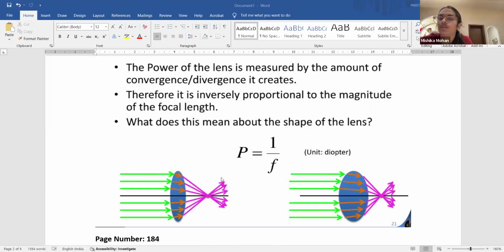Ma'am, in the first diagram, the lens is slimmer, and in the second diagram, the lens is a lot thicker. Perfect. I got the first difference, that the lens is slimmer over here, a bit thinner as compared to the second diagram. Any other difference you can observe? Any other person? Mishika has given one. Look very carefully. These are the basic things.